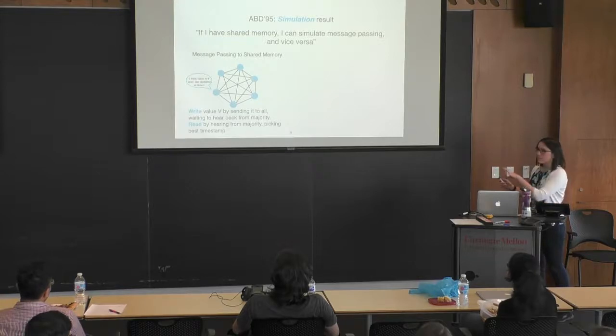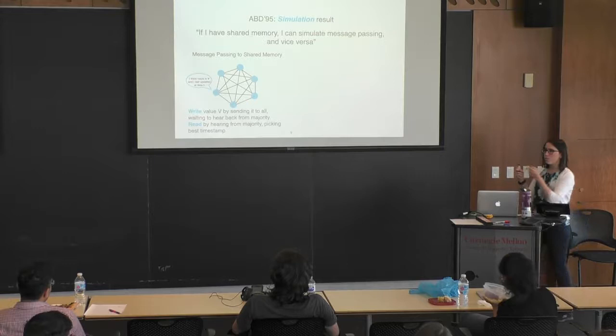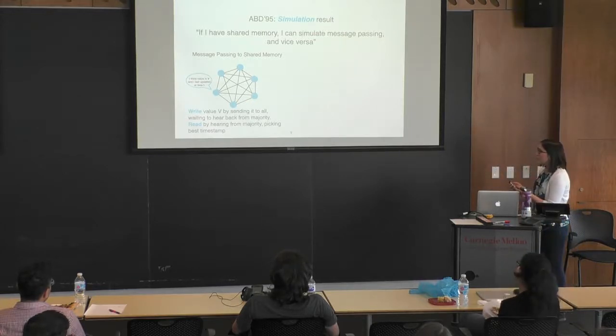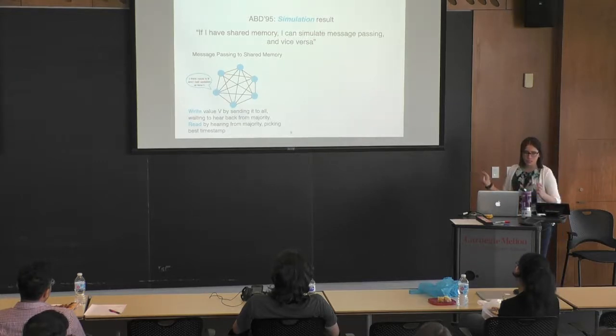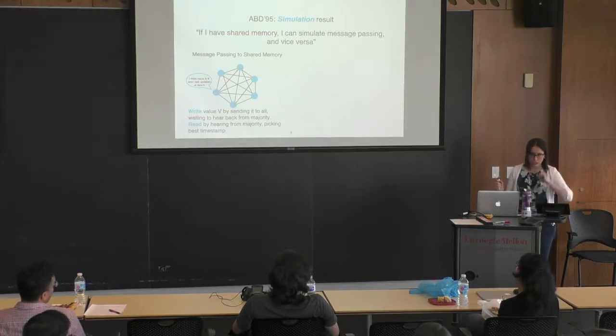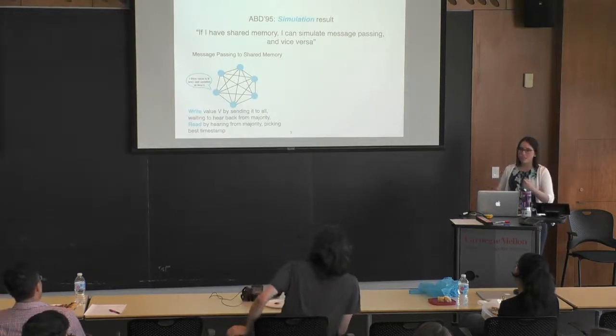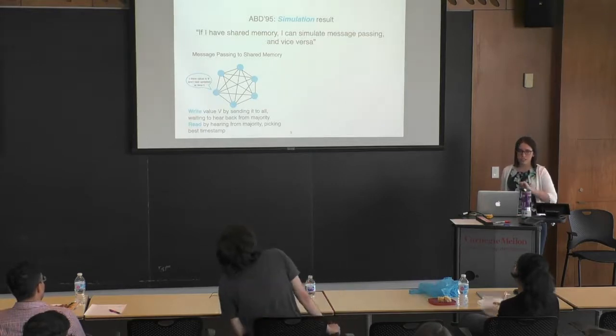So for the message passing to simulate shared memory, the idea is that you want to pretend like you can write and read from a common register. And the idea there is, in order to write, you send your value to everyone with a timestamp, and you wait to hear back from a majority just saying, yes, I heard your message. And then when you read, you again send out a message to everyone saying, hey, I want to read your value, and everyone sends you their most updated timestamp.